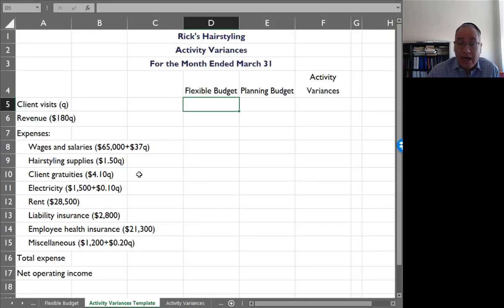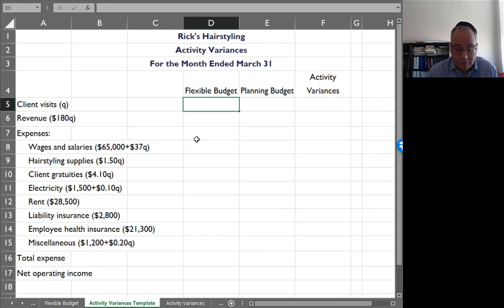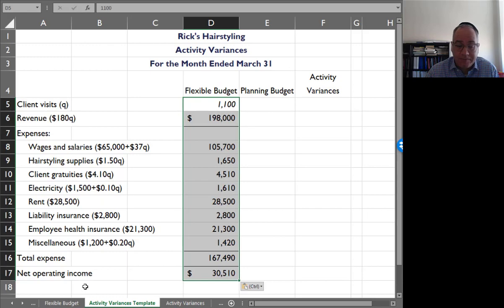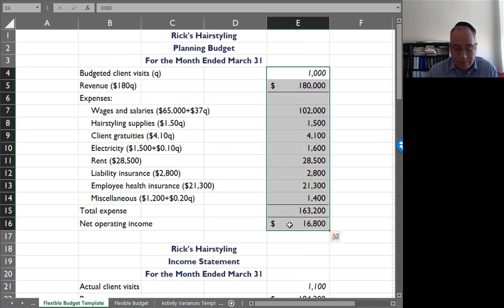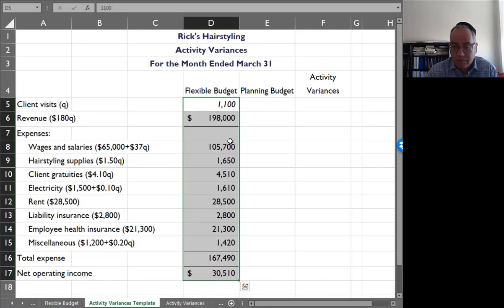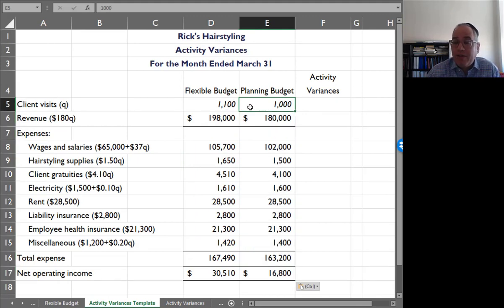So for example, for Rick's hairstyling, we have activity variances, and our flexible budget, we had calculated way back here. Let's go back to the flexible budget for a moment. The flexible budget I calculated here, I'm just going to copy the whole thing. And then I'm going to go back to my planning budget, which was way back when. There, so this is what was supposed to happen with 1,000 units, and this was what should happen with 1,100 units based on my budget.